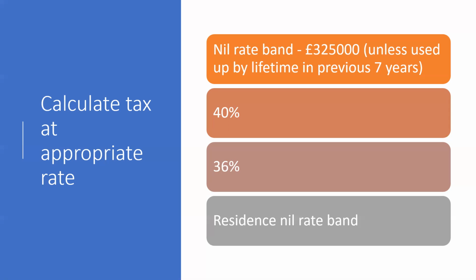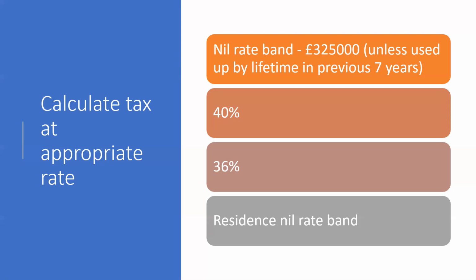And the nil rate band only applies up to the value of the deceased's residence. So you can't claim for more than the property's worth. But basically that increases the nil rate band that's then available to you. If the estate is valued at £2 million or more, then the residence nil rate band is reduced by £1 for every £2 over that £2 million threshold. So in the same way as the personal allowance was reduced once you got over £150,000 for income tax.